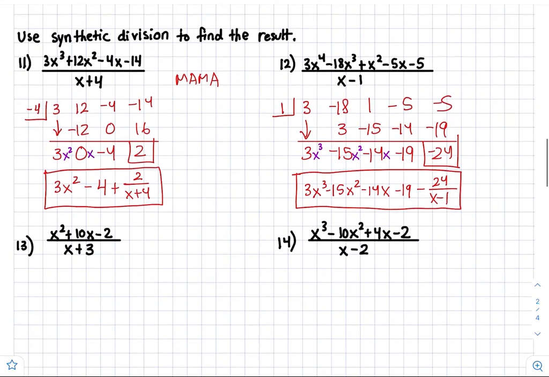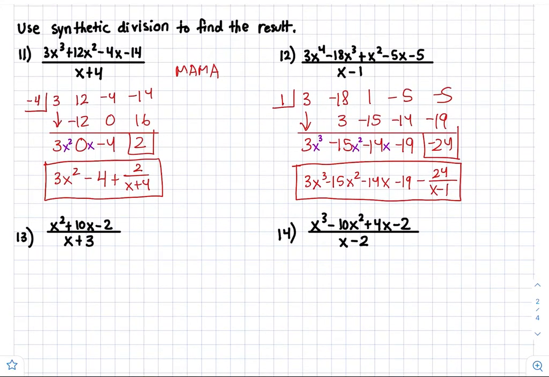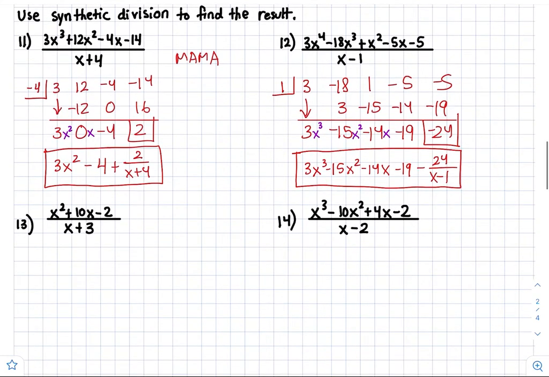You also have notes on synthetic division as well. Okay, 13. Take the opposite of that number, so x plus 3 becomes negative 3. Coefficients of all of the numerator: 1, 10, negative 2. Drop the first one. Multiply, add, multiply, add. 1 times negative 3 is negative 3. 10 plus negative 3 is 7. 7 times negative 3 is negative 21. Add, negative 23. That's the remainder.